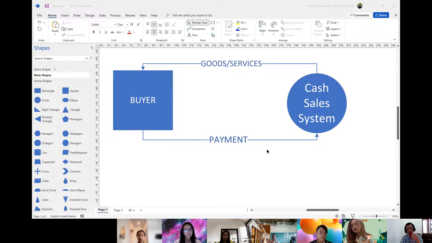That's it. So if you have a lot of parties involved in a transaction, one way to identify whether they're external or internal to the system is looking at their activity. If they just receive data or send data, then they're external.